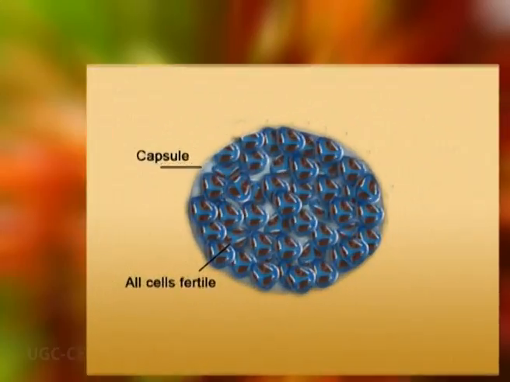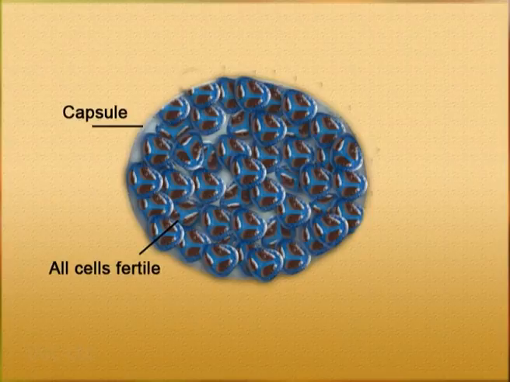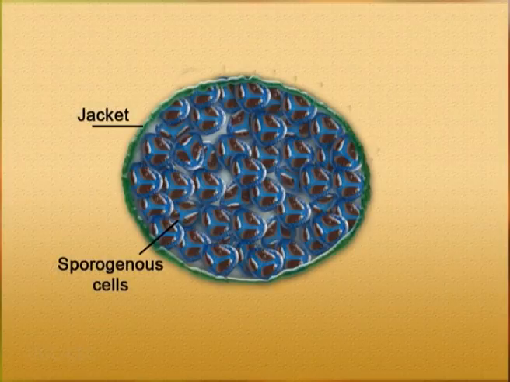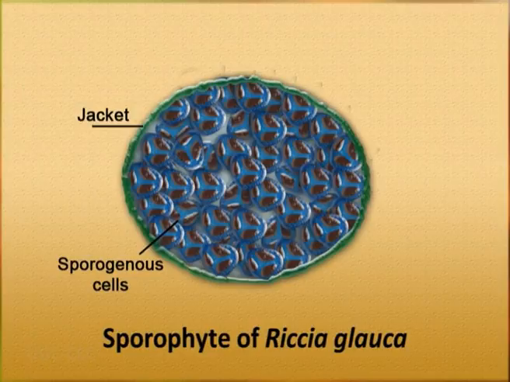The first step in the evolution of sporophyte involved the sterilization of the outer layer of sporogenous tissue, which resulted in the formation of a jacket layer around the sporogenous tissue. Such a sporophyte consisted of a spherical capsule devoid of foot and seta. This type of sporophyte is present in Riccia glauca.